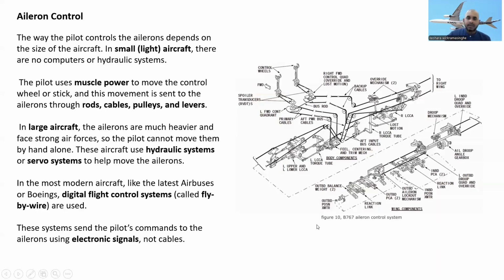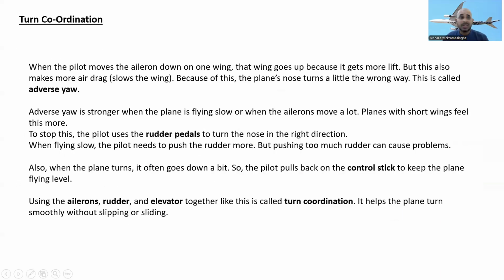Okay, just go through this system. All right, now let's go to turn coordination. Let's see what turn coordination is. It means when the pilot moves the aileron down on one wing, that wing goes up because it gets more lift.